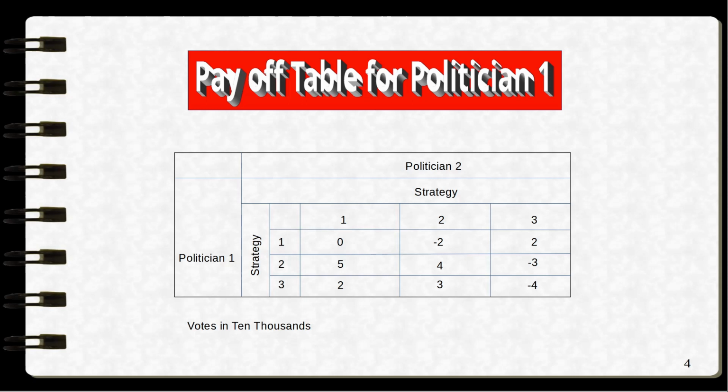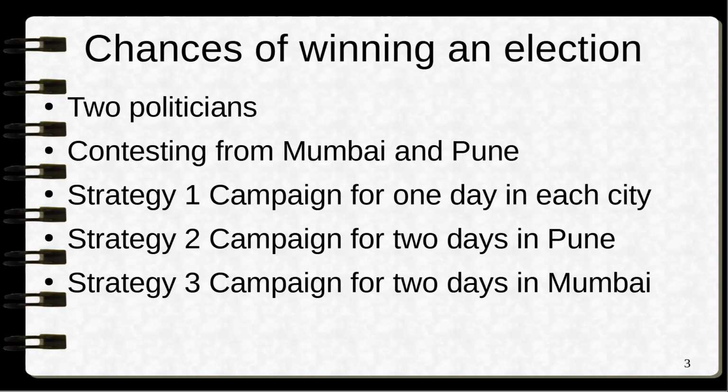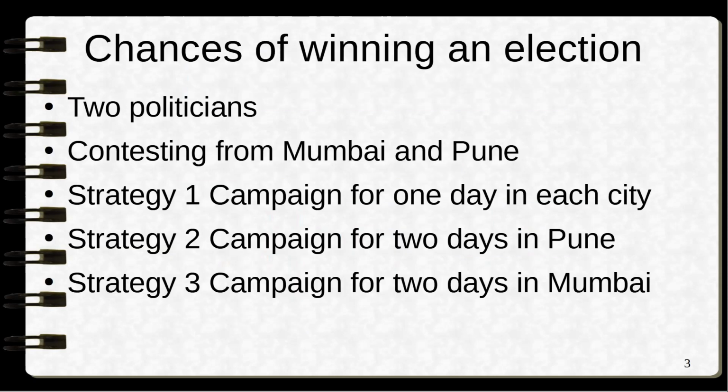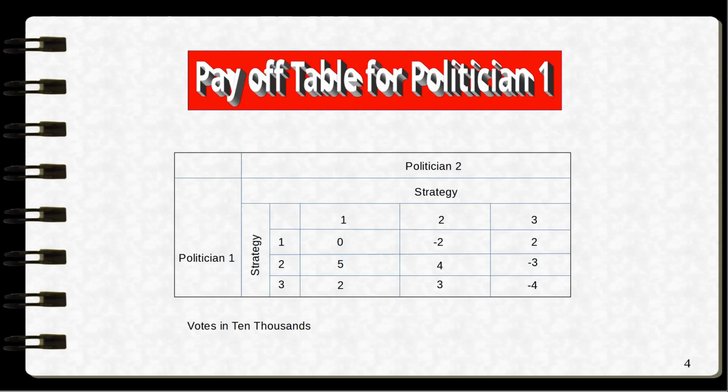Now if politician 1 uses strategy 1, that is, he campaigns in each city for a day, but politician 2 campaigns for 2 days in Pune, in this case, politician 1 stands to lose 20,000 votes. If politician 1 sticks to strategy number 1, but politician 2 uses strategy 3, which is nothing but campaigning for 2 days in Mumbai, politician 1 stands to win 30,000 votes.